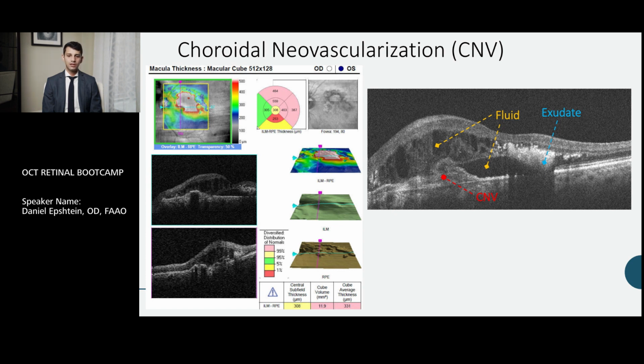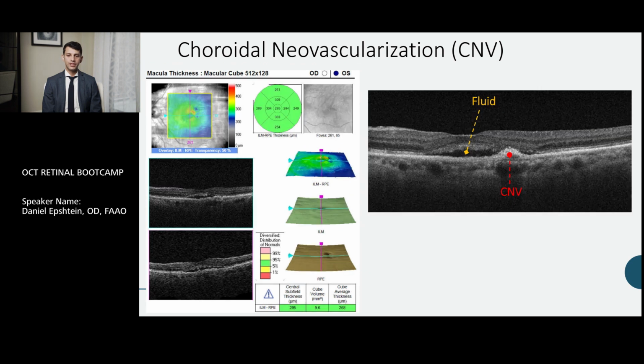Looking at a much more mild case, so this case on fundoscopy, you might see maybe a little bit of blunting of the foveal reflex, but it won't be a traumatic hemorrhagic response like you would in this case. So again, looking here, you have that small net, and then you have the fluid right next to it.